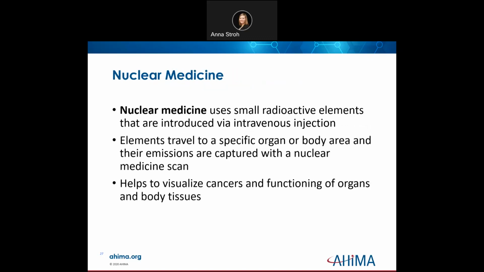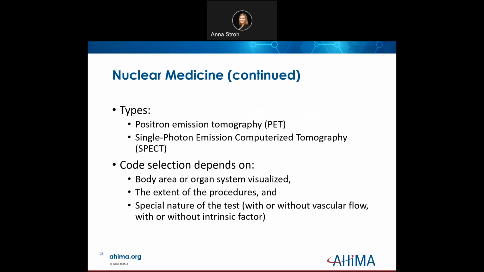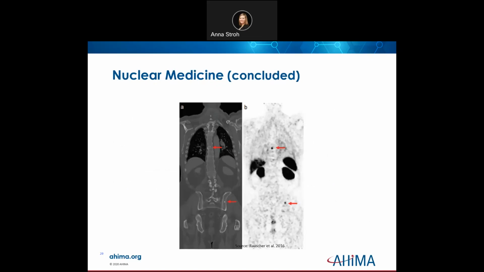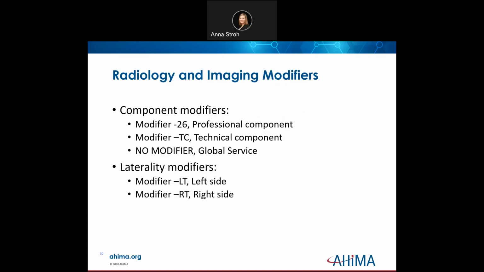Nuclear medicine uses small radioactive elements that are introduced via intravenous injection so that those elements travel to a specific organ or body area, and their emissions are captured with a nuclear medicine scan. What this does is help to visualize cancers and functioning of organs and body tissues. There's a couple different types. There's a PET scan and a SPECT scan. Code selection depends on body area or organ system, the extent of the procedure, and special nature of the test. Okay, here's an image that's in your book. It kind of shows you how nuclear images work.